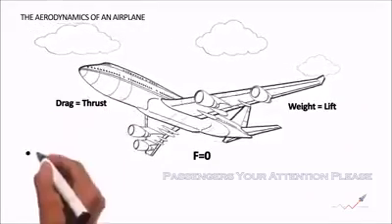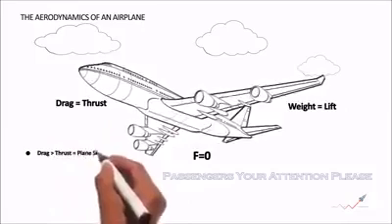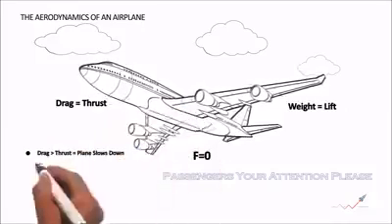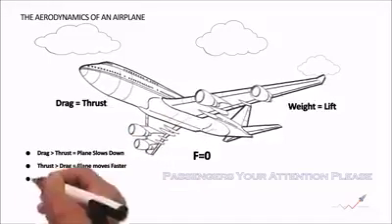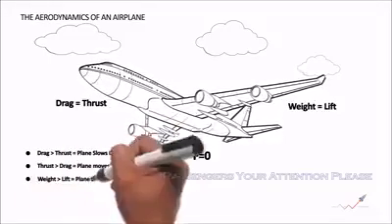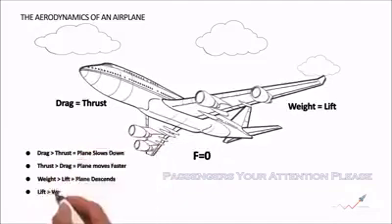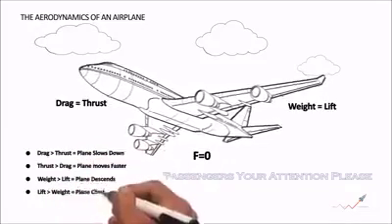In any case, if drag is greater than thrust, the plane slows down. If thrust is greater than drag, the plane moves faster. If weight is greater than lift, the plane descends. If lift is greater than weight, the plane climbs.